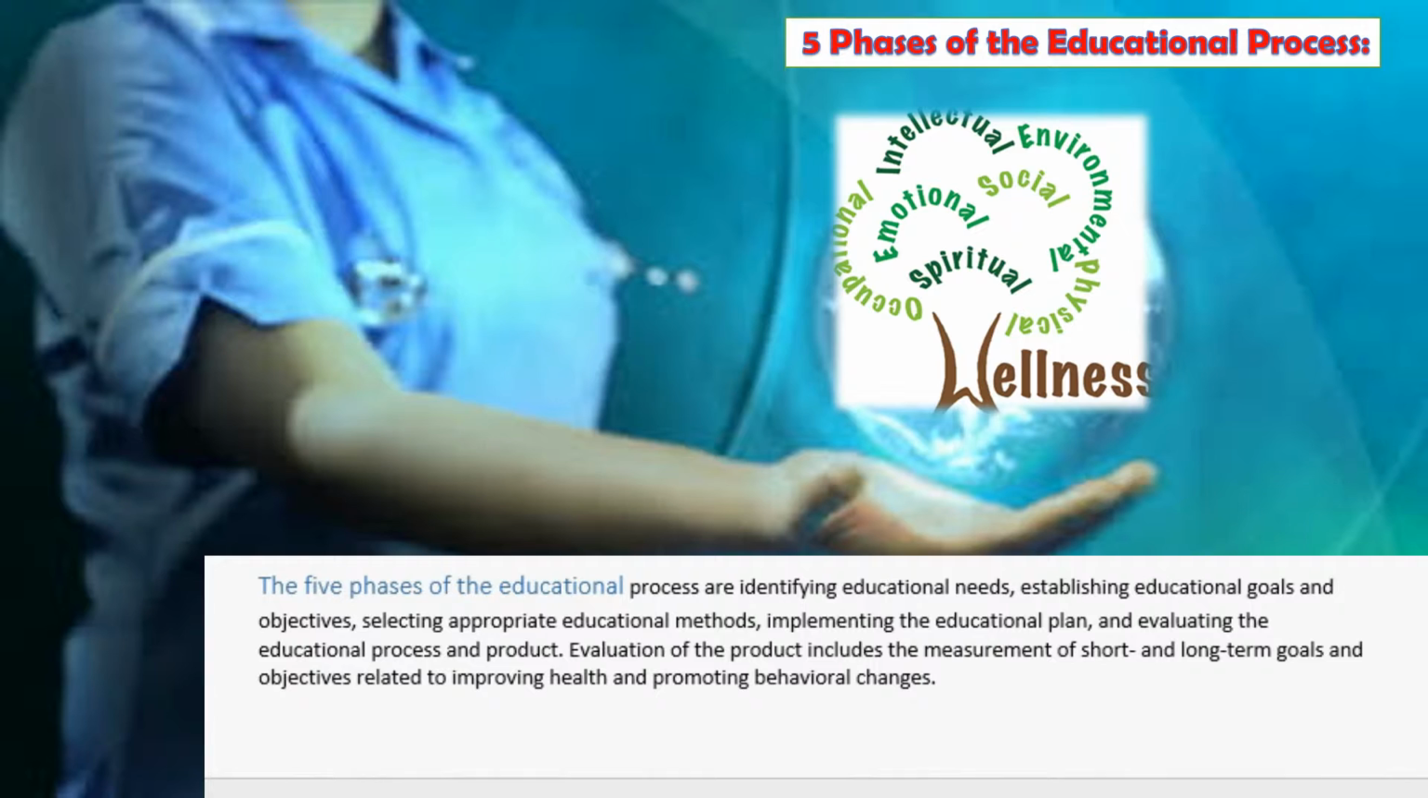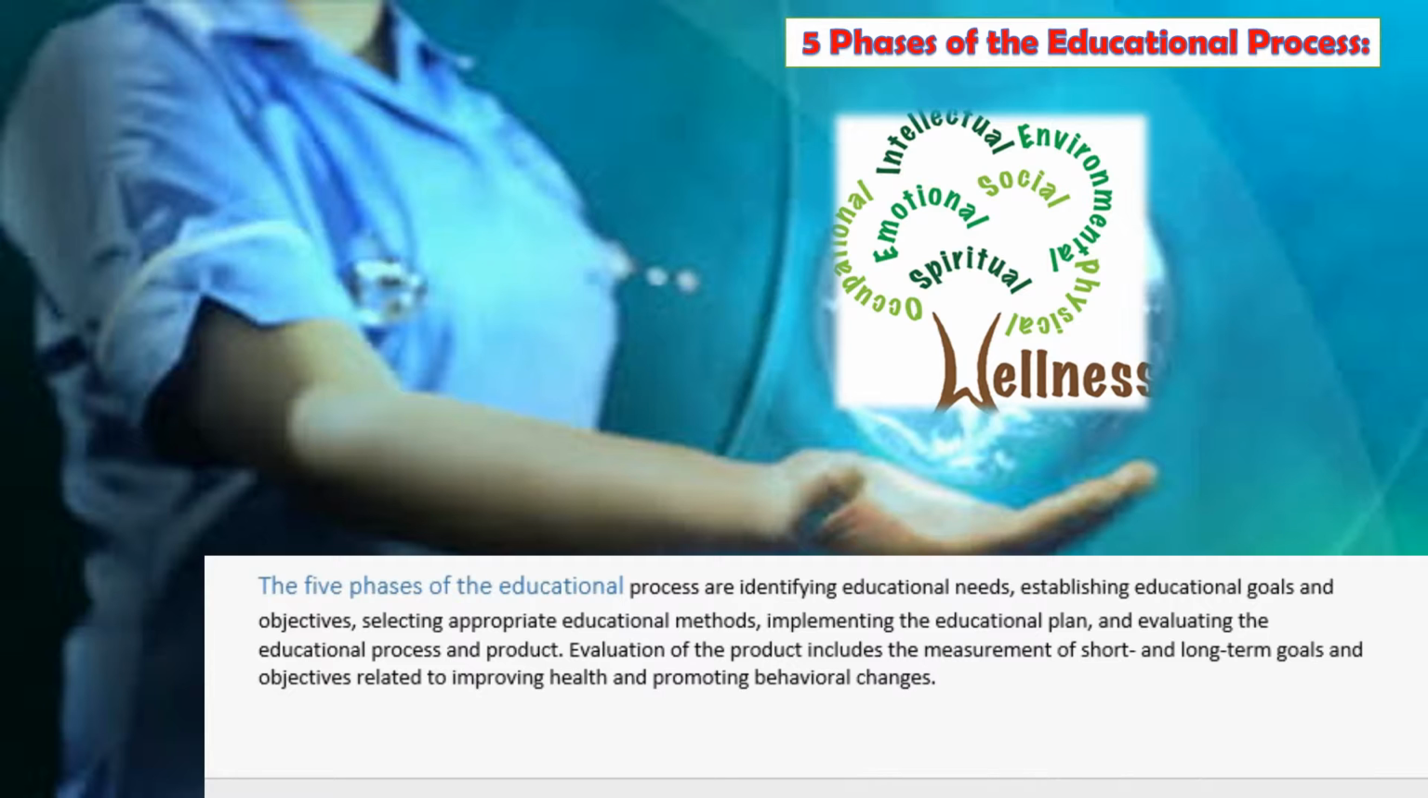What kind of process goes into effect when a nurse decides to educate people? I'm going to talk about 5 phases of the educational process. The first phase should be identifying the educational needs. You need to look at your patient population and look at the needs that they have as far as what health educational needs they have. Number 2, you're going to establish educational goals and objectives. You're going to look at your lesson and what you're trying to accomplish, and you're going to make goals and objectives.